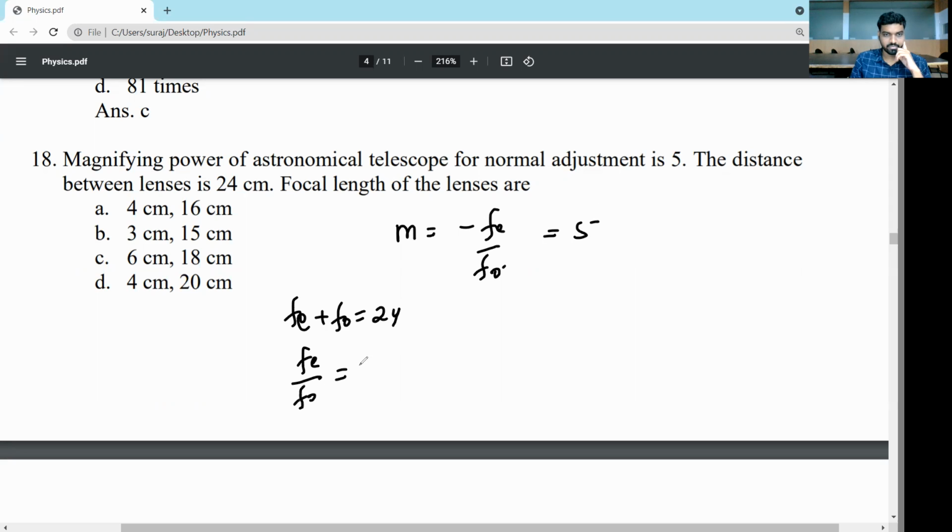Fe by f naught is given as 5. Easily we can find Fe is equal to 5 f naught. So 6 f naught is equal to 24. 6 times 4 is 24.